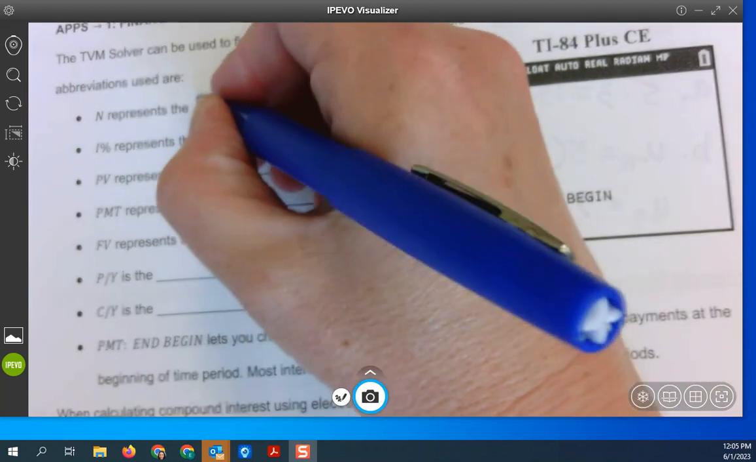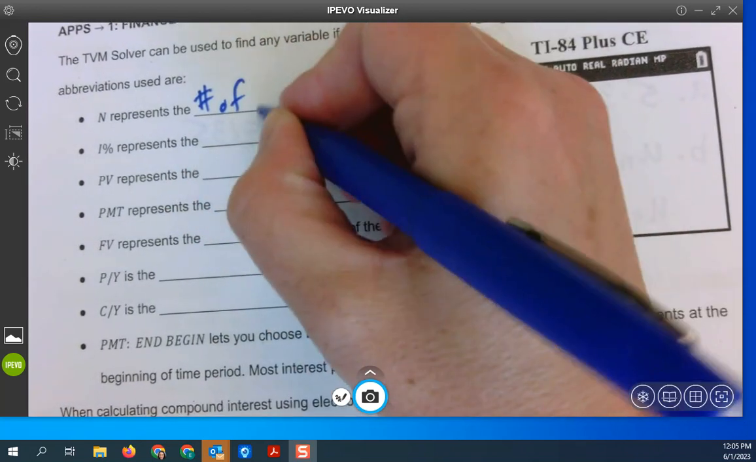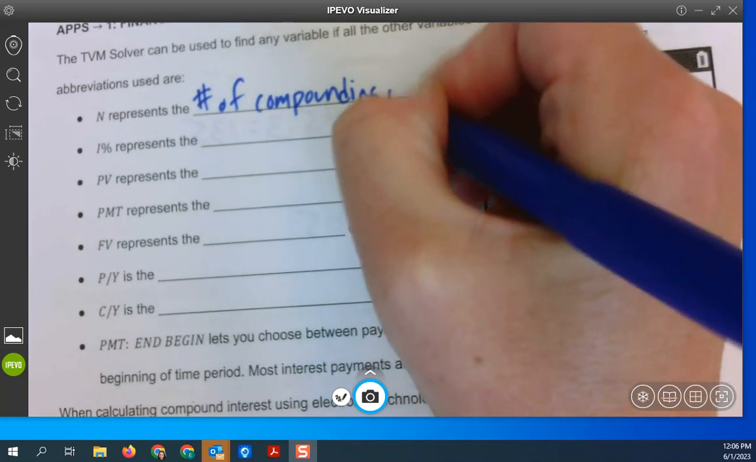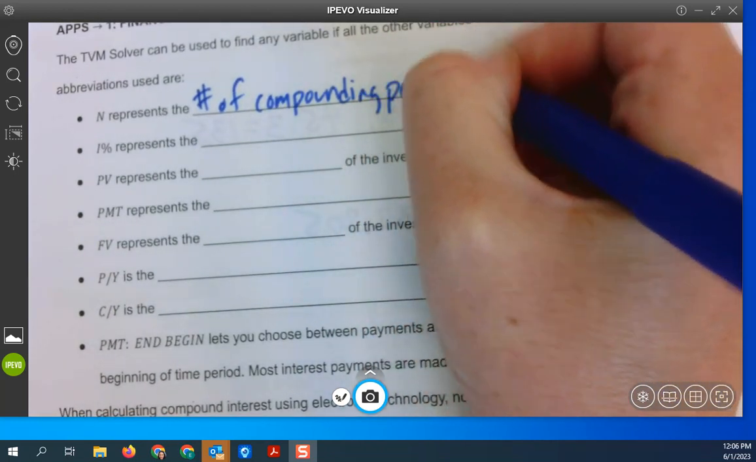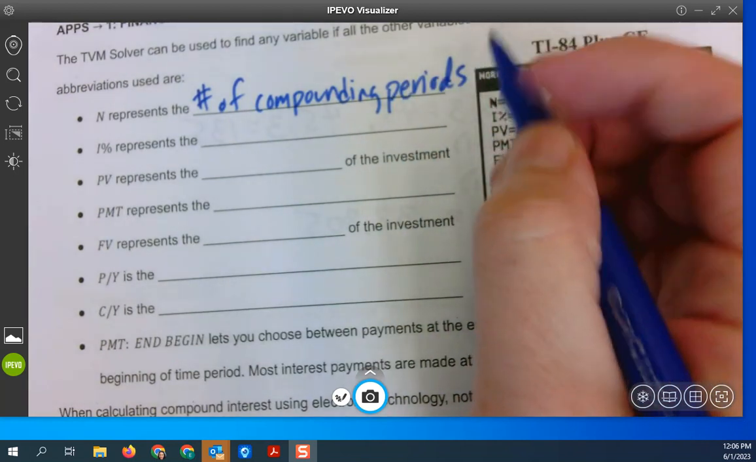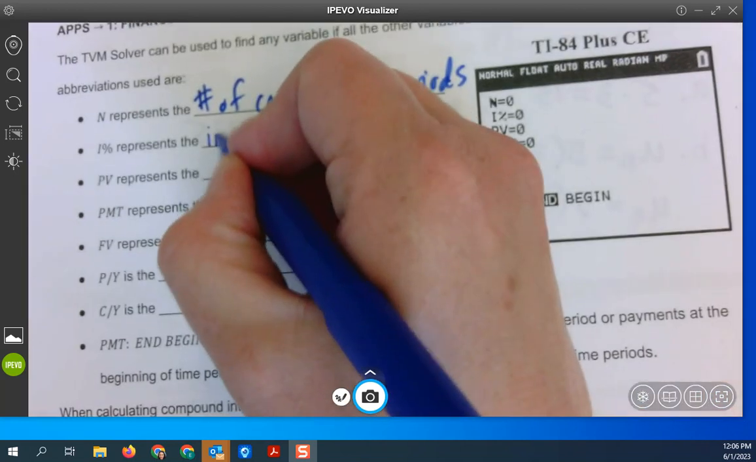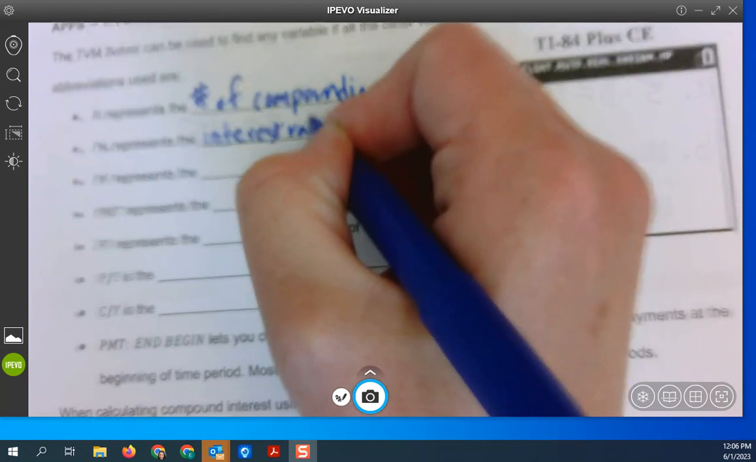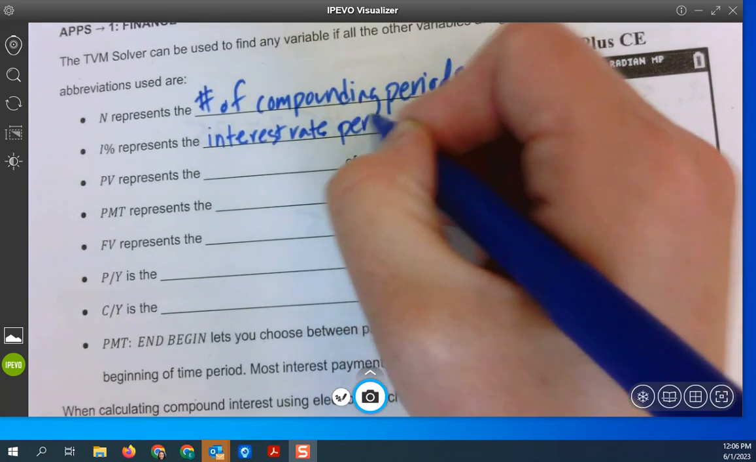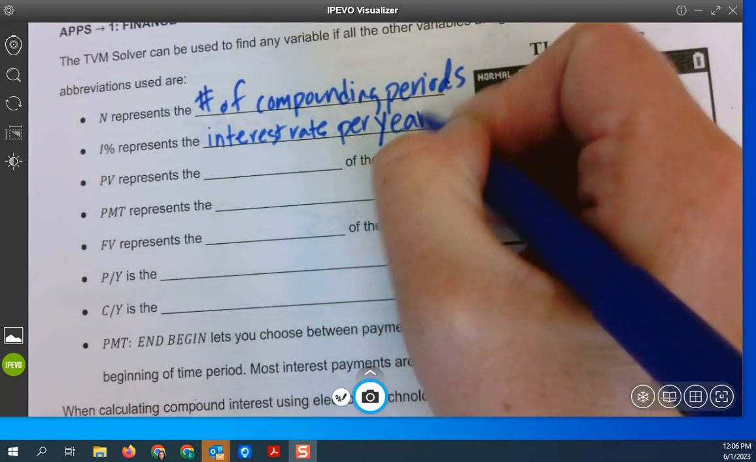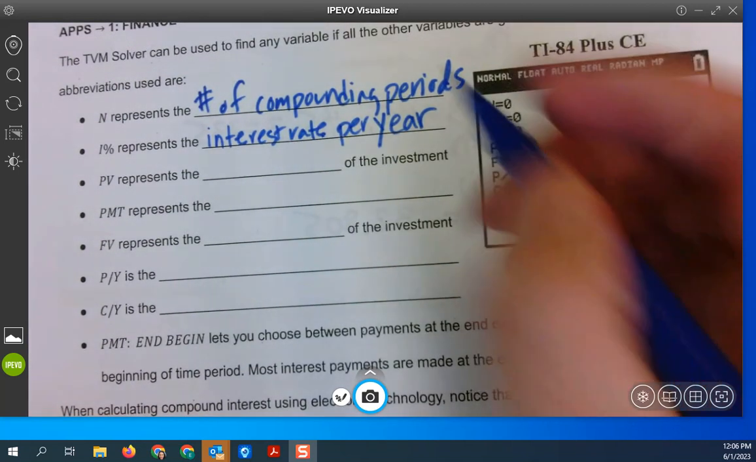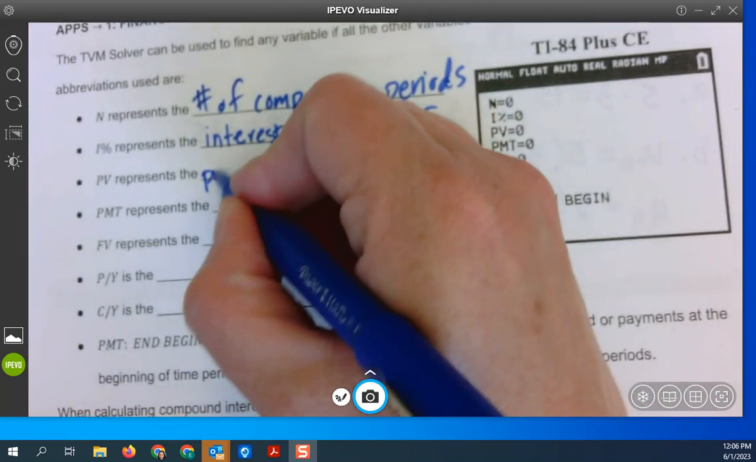All right, so N is the number of compounding periods. I is the interest rate per year. But this time we do not convert it. You'll see that in the example. So we don't convert it to a decimal. PV is the present value or the starting value.